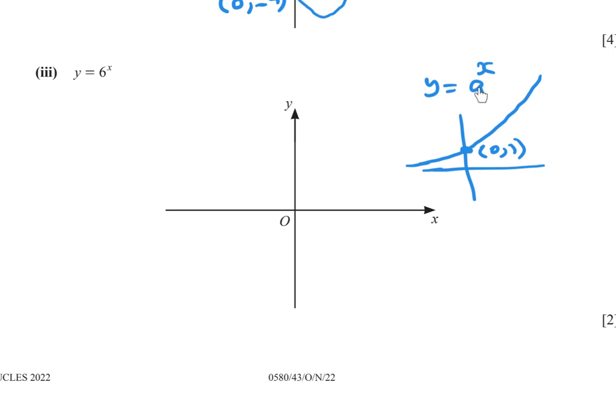This is if a is more than 1. If a is more than 1, y equals a power x is represented by this curve. Same for 6 power x. This is the point 0 and 1. And the function increases rapidly like that. So this is y equals 6 power x.